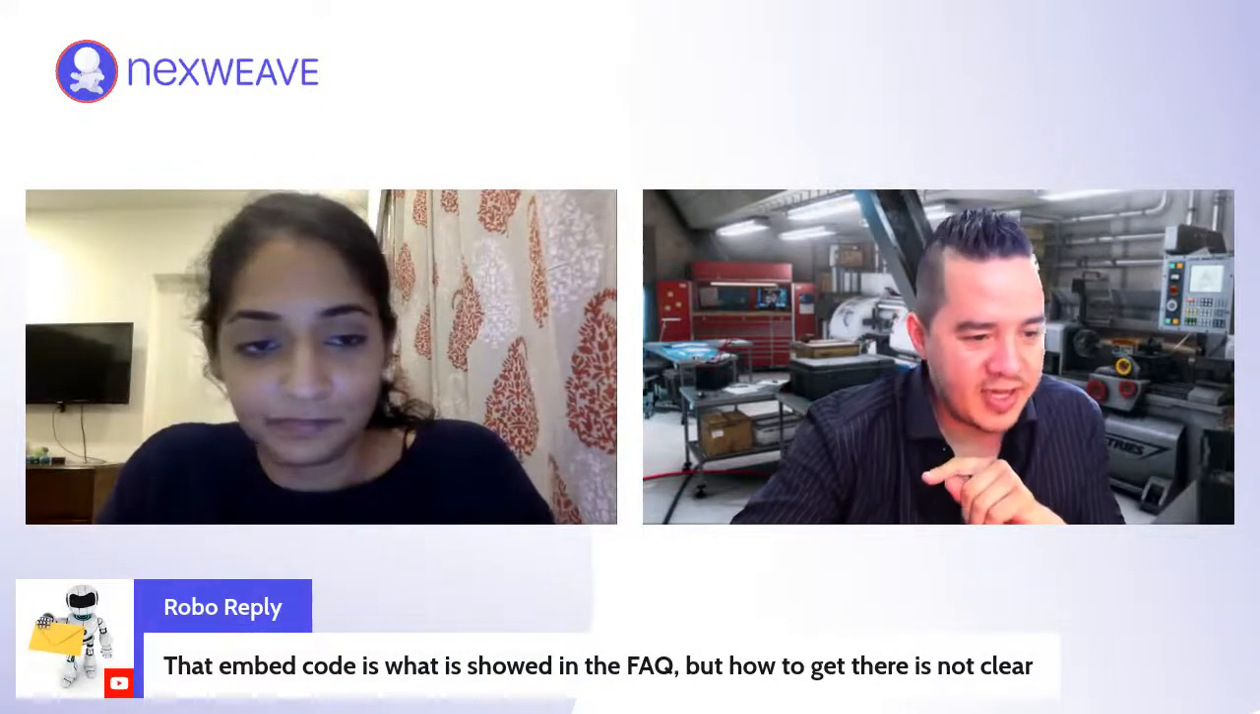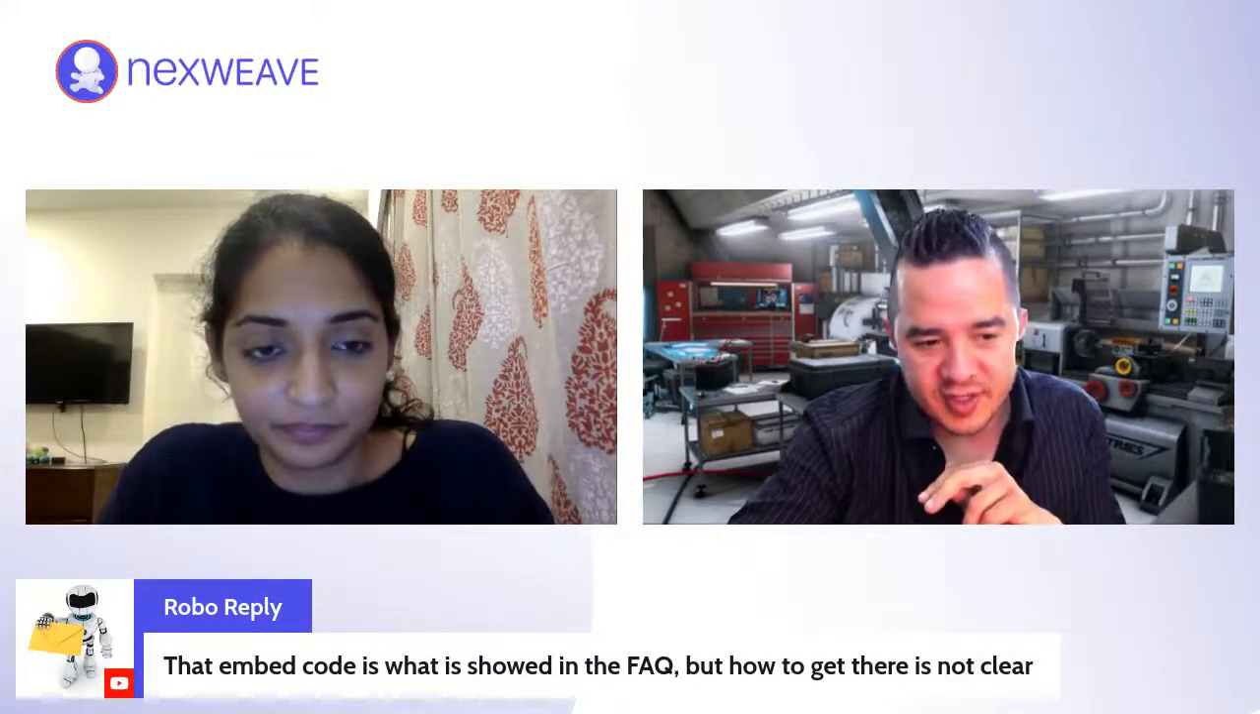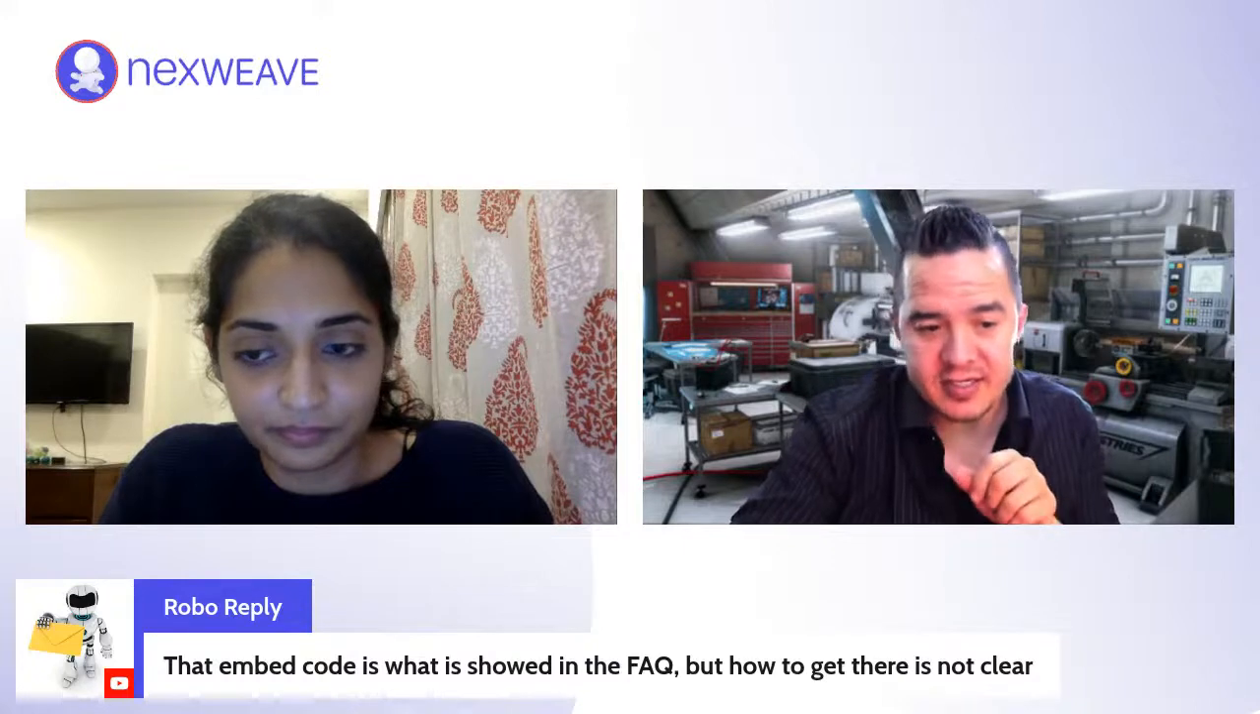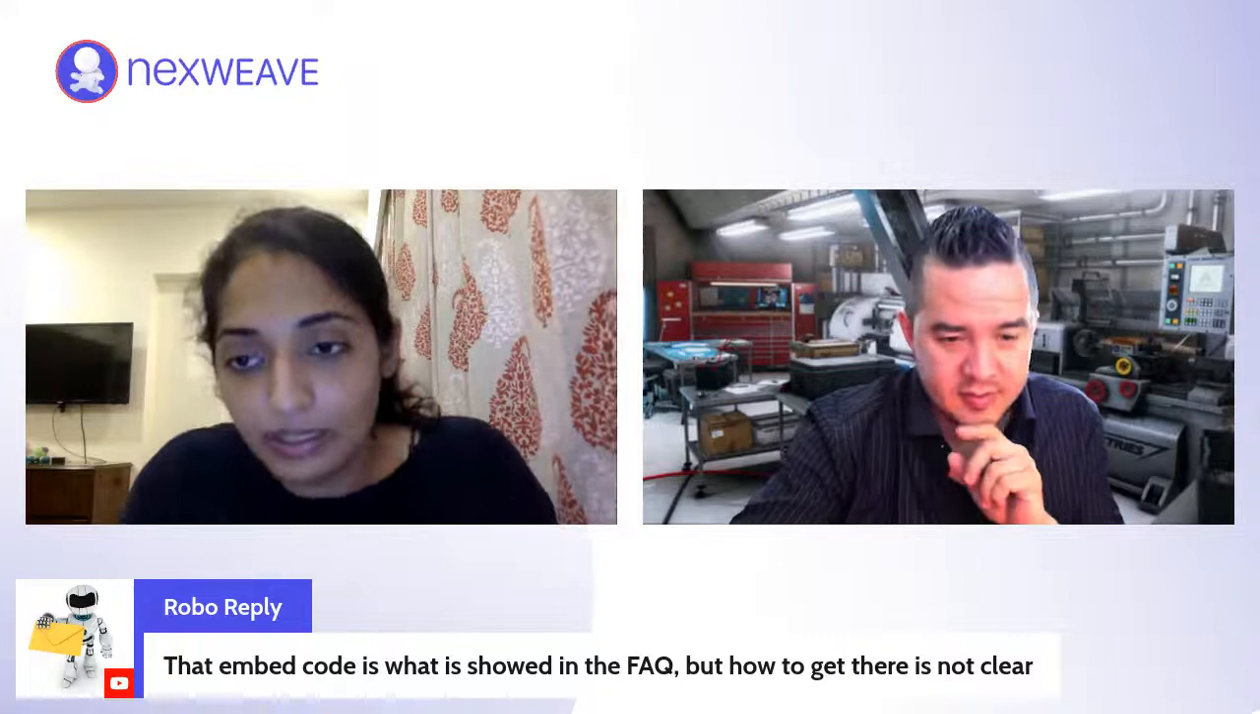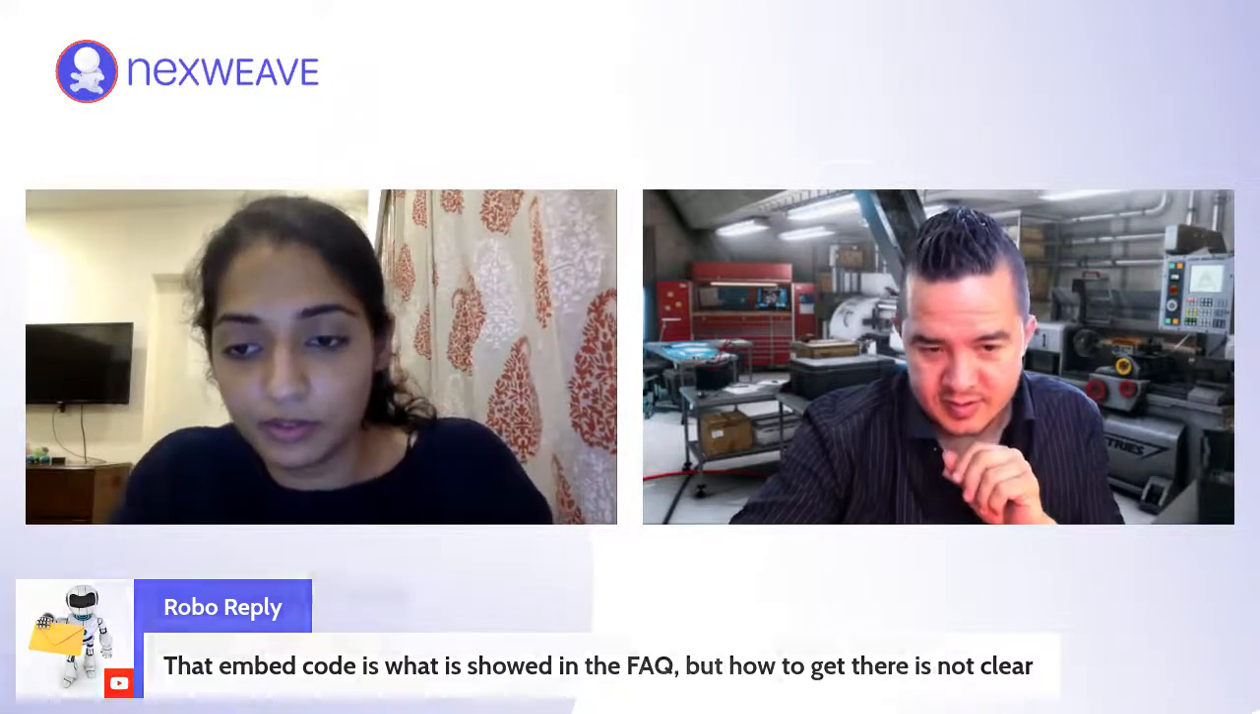And then Robo was saying that the embed code is shown in the FAQ, but how to get to that is not necessarily clear. Makes sense. Thank you so much. I'll go back and take a look at that. Thank you for pointing that out.